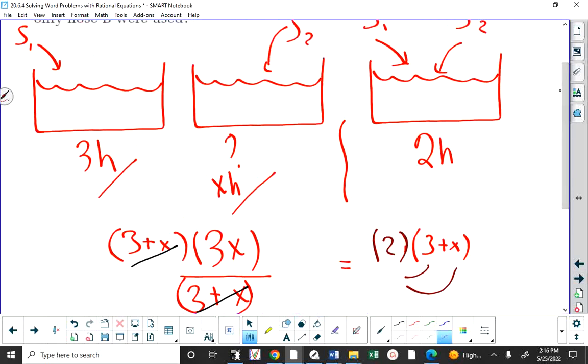If this is 6 hours, then the product of these two numbers divided by the sum of these two numbers better give us the 2. And you can check it out at will.